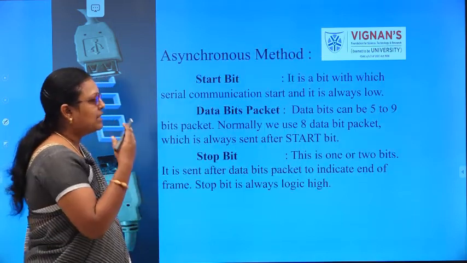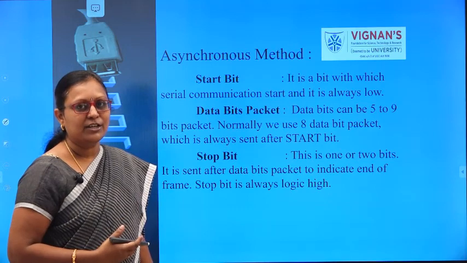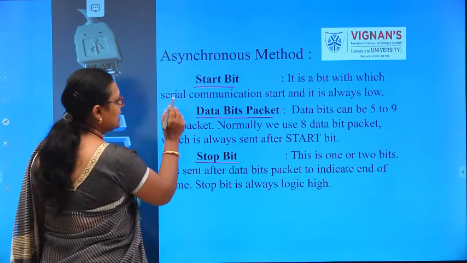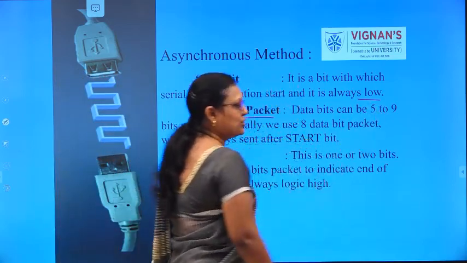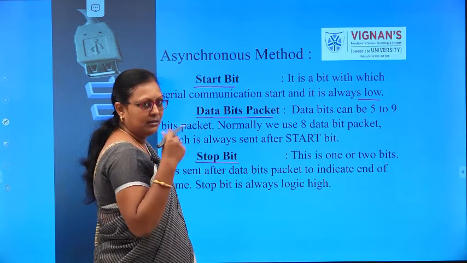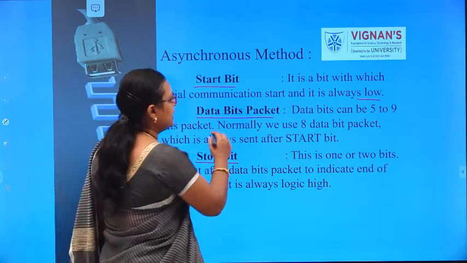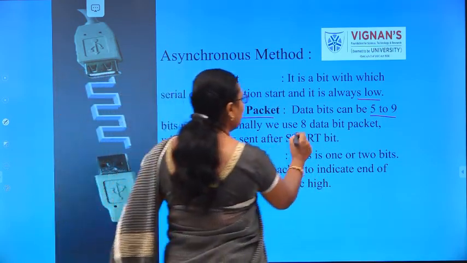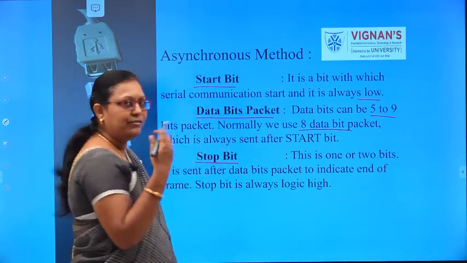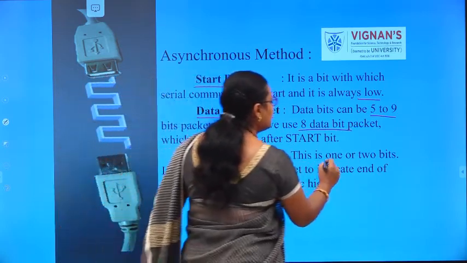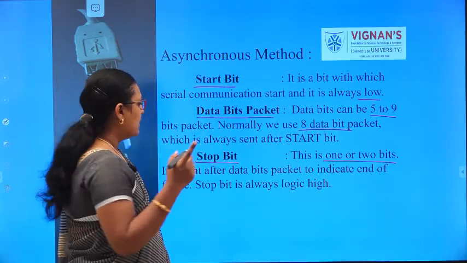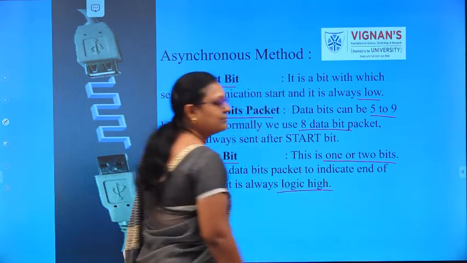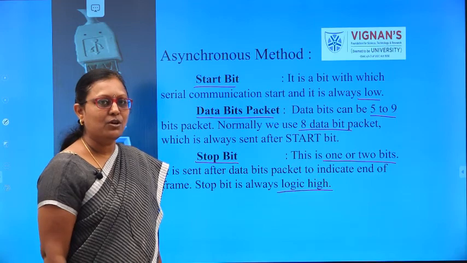So this is the method generally used in the asynchronous mode. It consists of a start bit, data bits packet and stop bit. Your start bit is always logic low, and it is the first bit to start the serial communication. Data bits can be 5 to 9 bits, and generally we use only 8 data bits. They come after the start bit. The stop bit can be either 1 or 2 bits as per the interface. This stop bit is always logic high. I told you that, right?